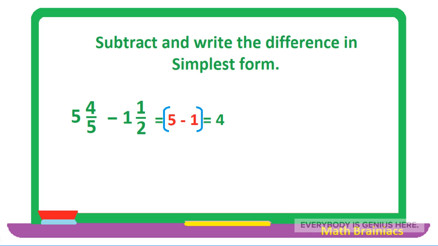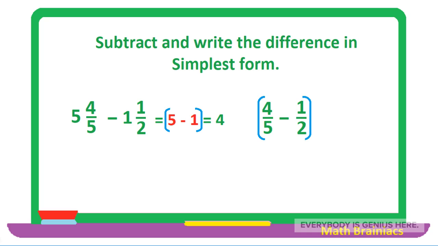Let us start working on the whole number first. We are going to subtract 1 from 5. Therefore, 5 minus 1 will give us 4. After working on the whole numbers, we can now move to the fractions. But in our fractions, the denominators are not the same. Our goal is to make it the same.